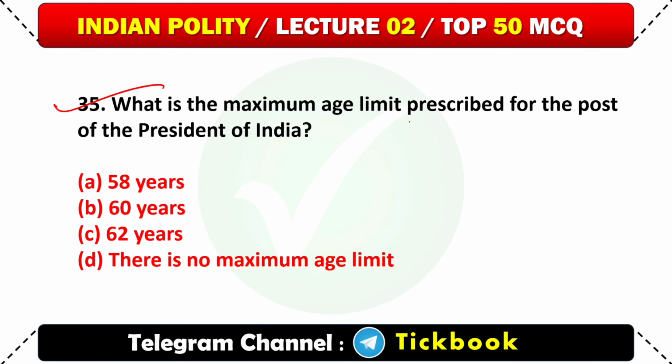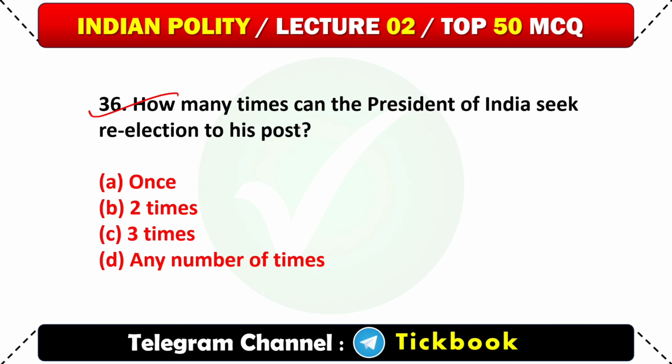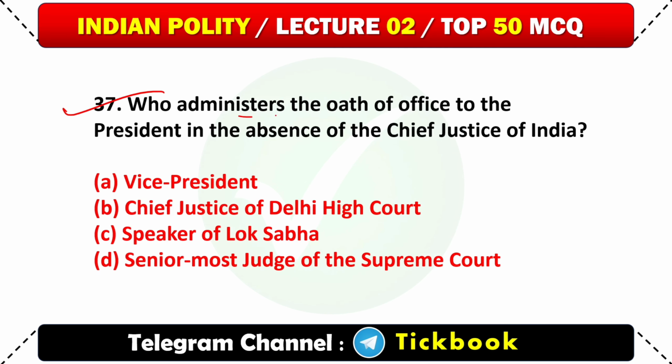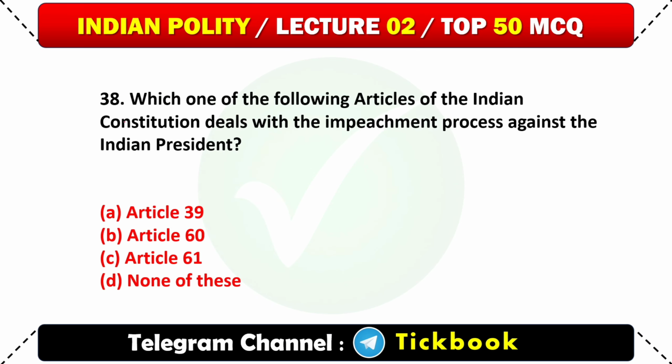35. What is the maximum age limit prescribed for the post of the President of India? Option number D, there is no maximum age limit. 36. How many times can the President of India seek re-election to his post? Option number D, any number of times. 37. Who administers the oath of the office to the President in absence of the Chief Justice of India? Option number D, senior most judge of the Supreme Court.